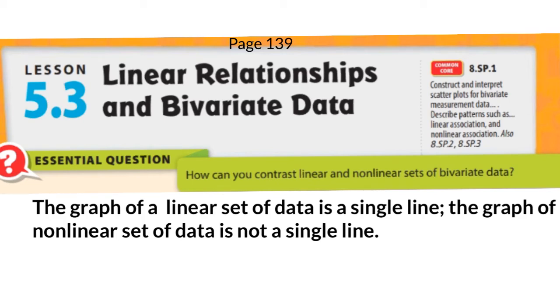As we begin lesson 5.3, linear relationships and bivariate data, we have to understand what the word bivariate means. Bi represents two. Variate is variable. So this is linear relationships and two-variable data. The variables we've been using are x and y, so rather than say two variable, they say bivariate.